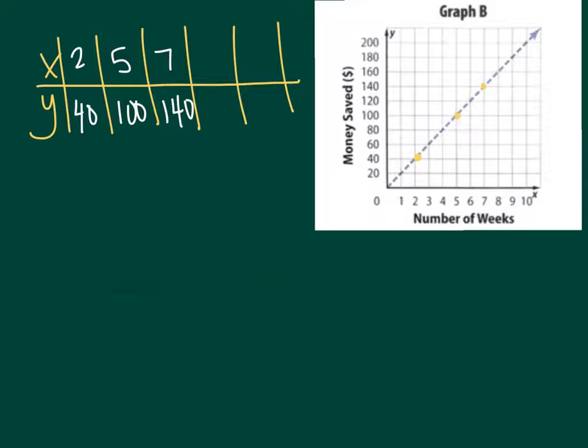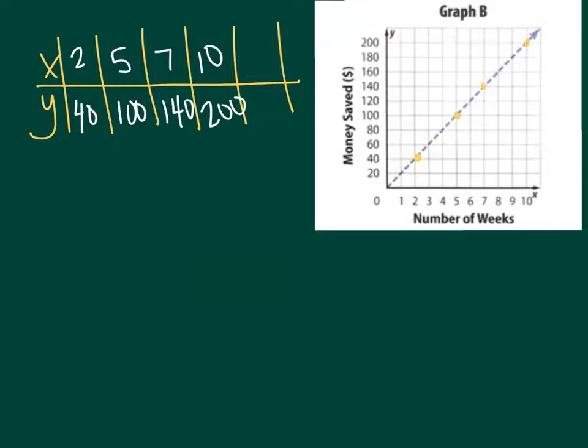Okay, so notice it doesn't have to be every single data point. I just want to get a good sampling of them, and it's probably a good idea to have at least 4 or 5 values. So let me pick one more off the table. Let's go up to 10 weeks, and that gives me 200. So 10 and 200.